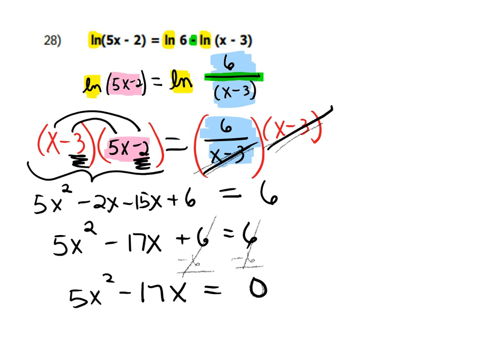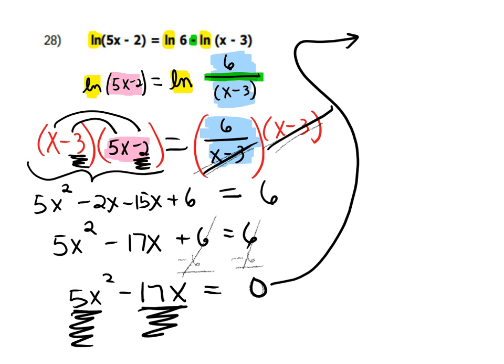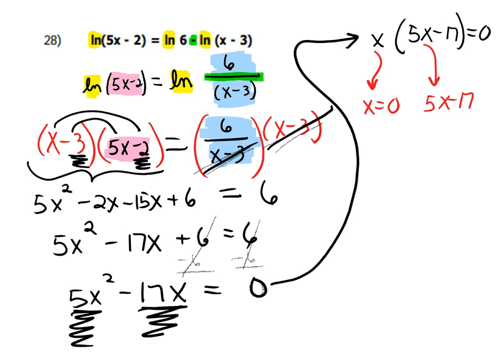And all I have to do is factor out a greatest common factor. So follow me. The only thing that 5x squared and 17x have in common is an x. So right here, my two answers are either x is 0 or 5x minus 17 is 0, which means 5x, I'd add 17 and then divide by 5, which makes my other possible answer 17/5.